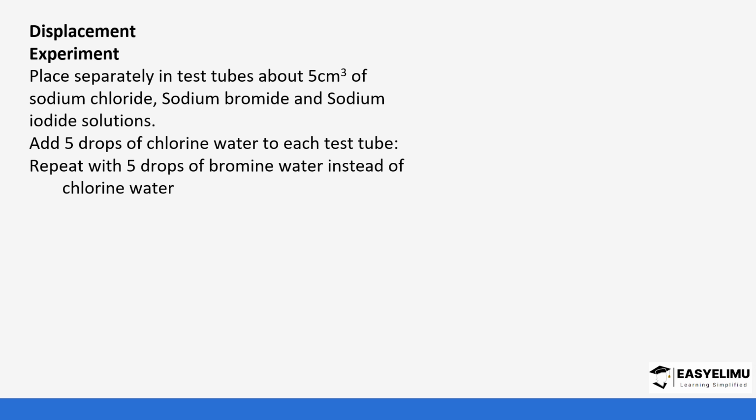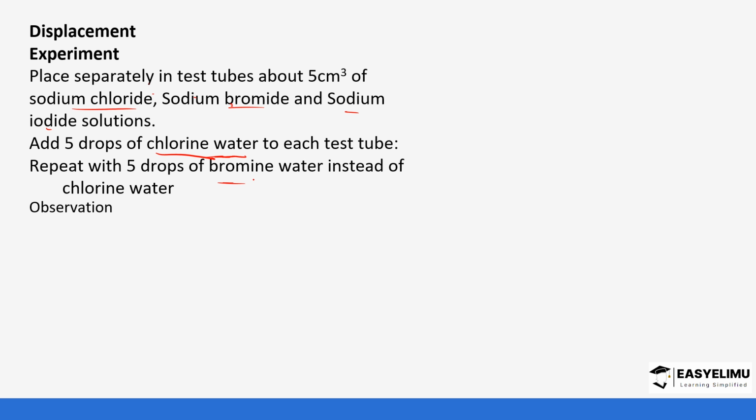When you look at the reactivity of halogens, the halogens that are more reactive can displace halogens that are in a combined state of those with lower reactivity. So for example, in the test tubes you can see we have sodium chloride, sodium bromide, and sodium iodide. The halogens are in a combined state, so they have reacted with sodium. We are adding a few drops of chlorine water to each of them, and then we repeat the experiment with bromine water.